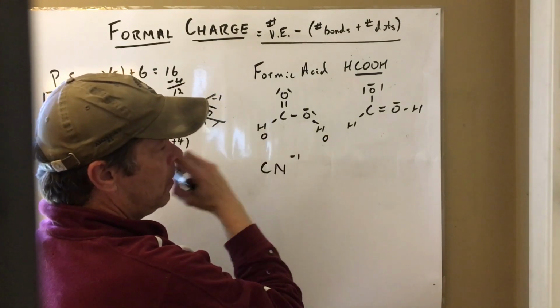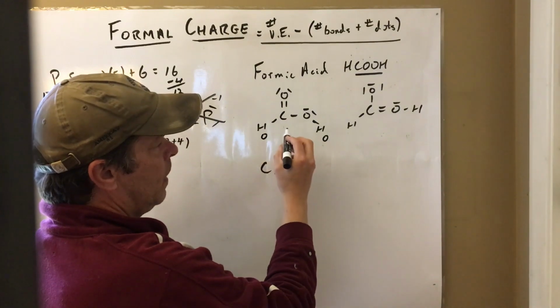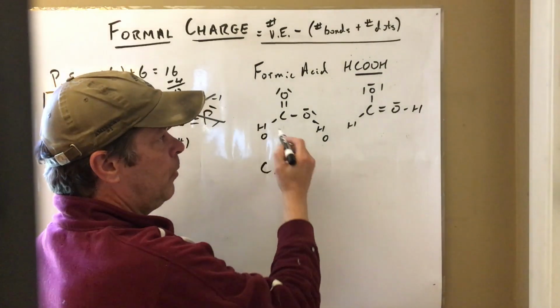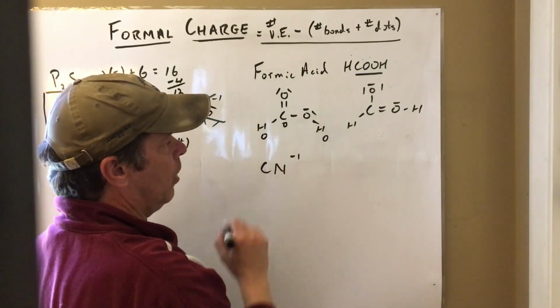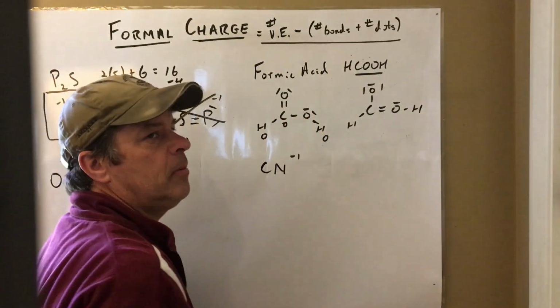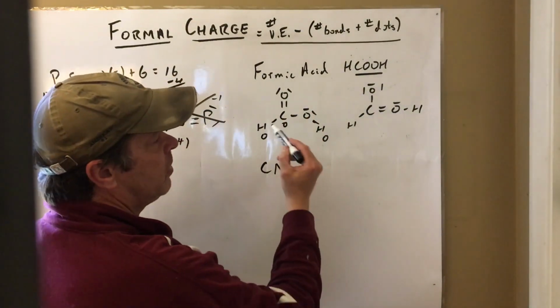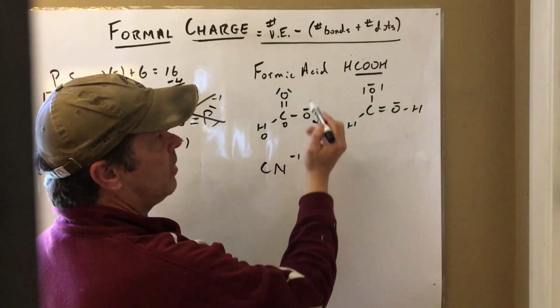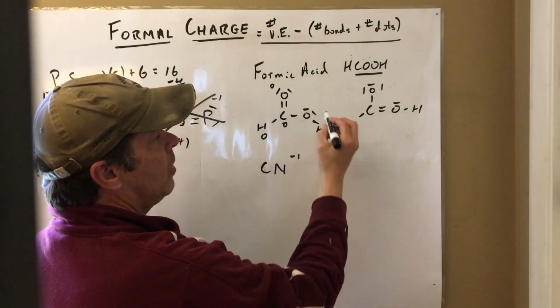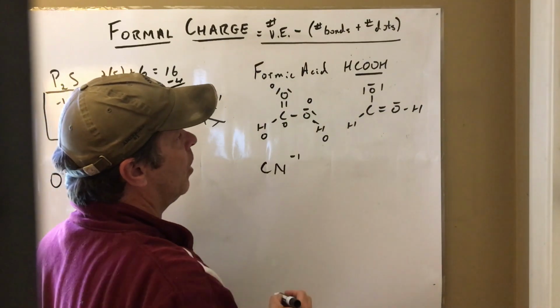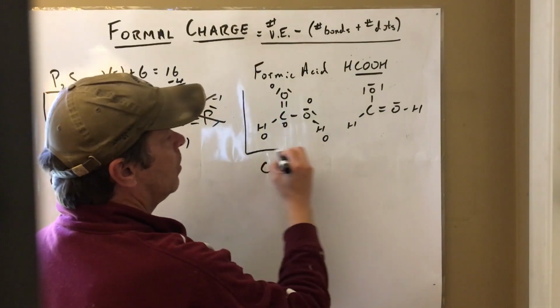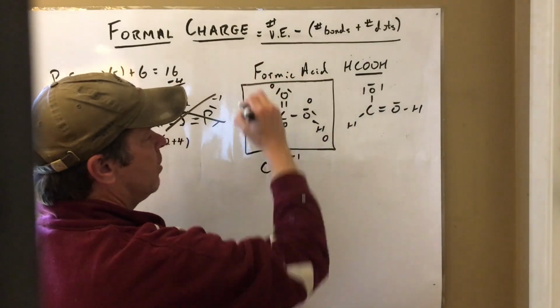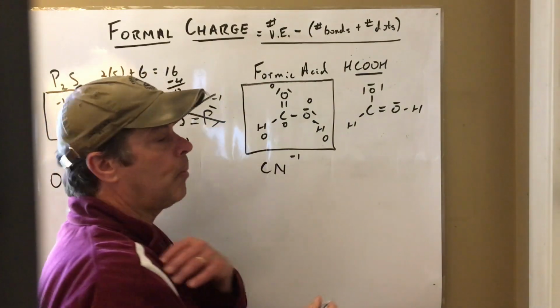This carbon has 4 valence electrons. 4 minus 4, this is 0 formal charge. This oxygen, 6 valence electrons. So it's 6 minus number of bonds plus dots. So that's 0 formal charge. And this oxygen is 0 formal charge. So we know that's going to be the good one. That's the correct Lewis dot structure for formic acid.